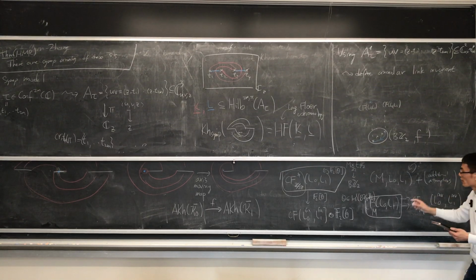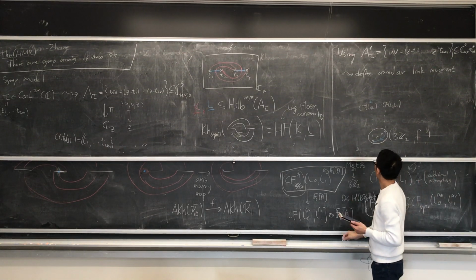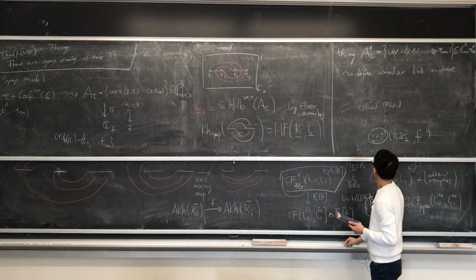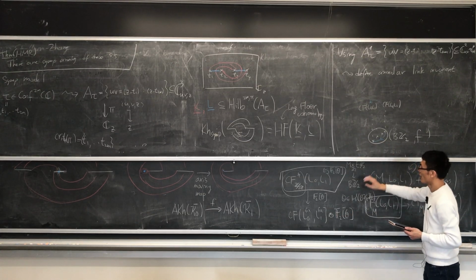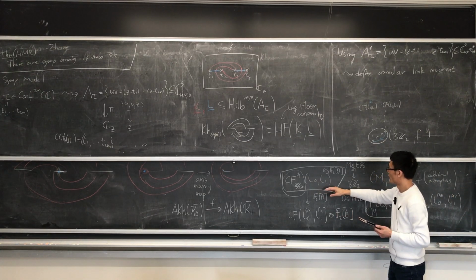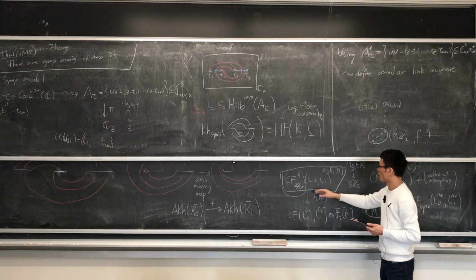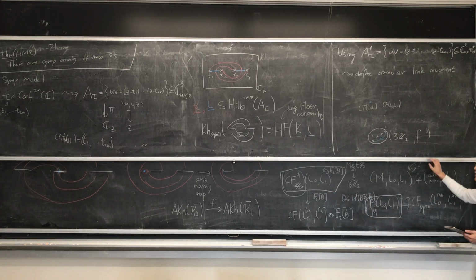So if you just know, what should I say? It has more data than just the chain complex itself, together maybe with a naive Z-mod 2 action on the chain complex. It has more data than that.